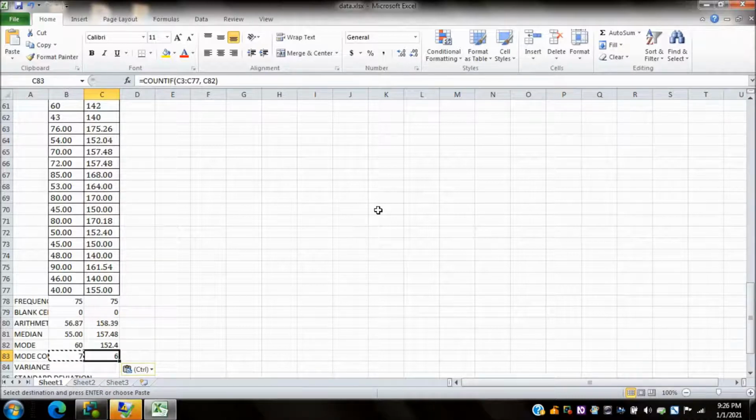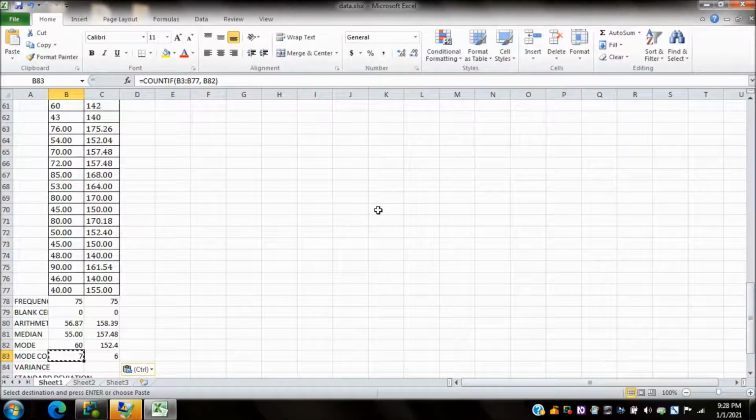Now I'm going to find the measures of variability. I'm going to begin with the variance. Now the variance is defined as the square of the mean deviation, meaning the difference of the mean and each of the data or each of the scores. Okay. So to find the variance, I'm going to make use of the VARA or the VAR function.